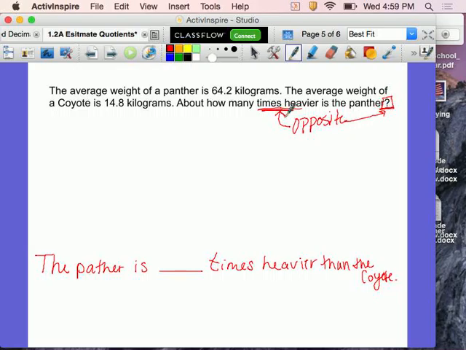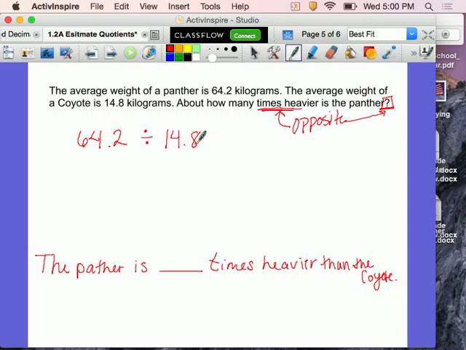Okay, so we're going to divide, and now you have to decide which one divided by which one. Well, the panther is blank times heavier, so I want to divide panther by the coyote. So I'm going to go ahead and write 64 2/10 divided by 14 8/10. All right, now I've got 2 decimals, and they're not my favorite numbers, so I'm really going to have to think hard about what my compatible numbers are. So you kind of have to just start rolling through what you know.